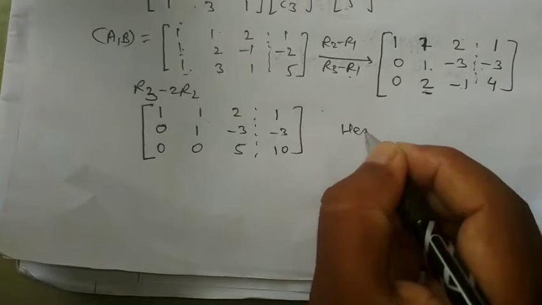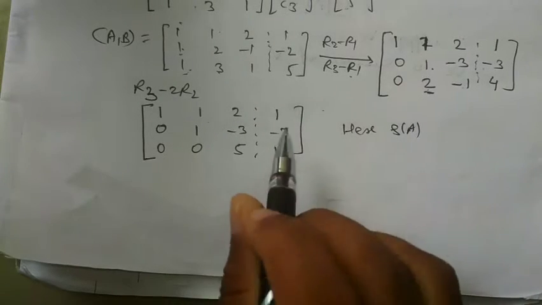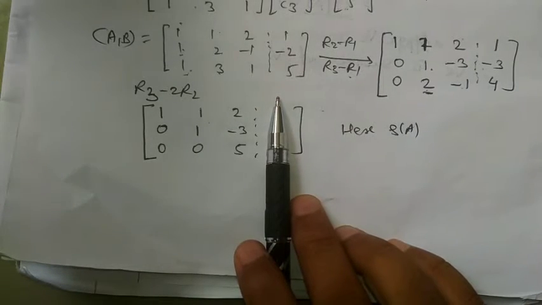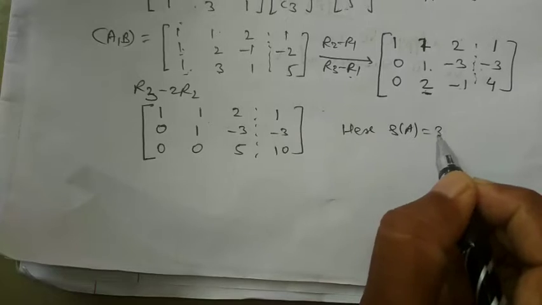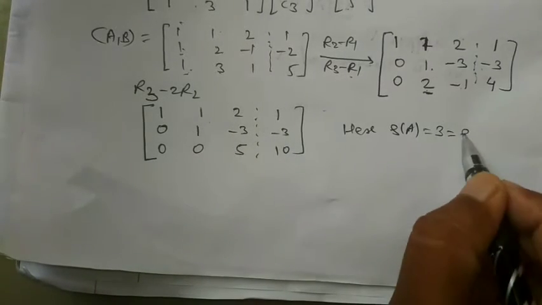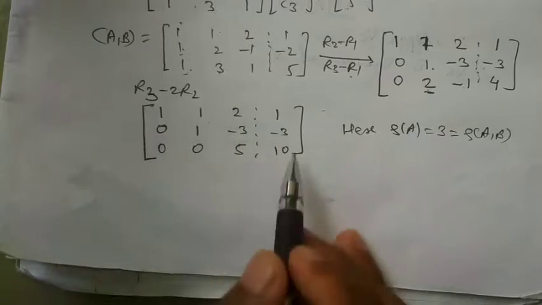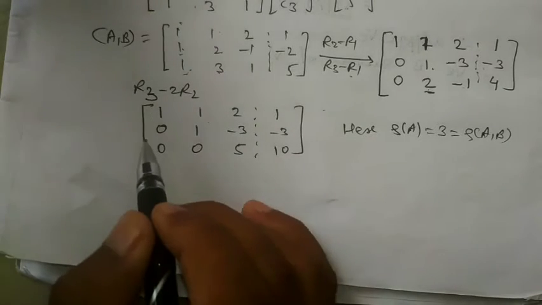Here, what is the rank of A? If you hide the last column, the rank of A is 3, the number of non-zero rows. So rank of A is 3, which is the same as rank of A comma B, because the whole matrix also has rank 3. That means this system is consistent. And the number of unknowns: C1, C2, C3, these are the 3 unknowns. Unknowns are also 3. So this system has a unique solution. So you have to find this unique solution.